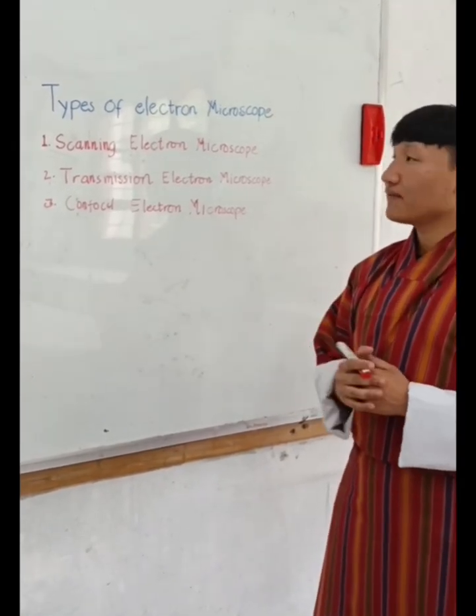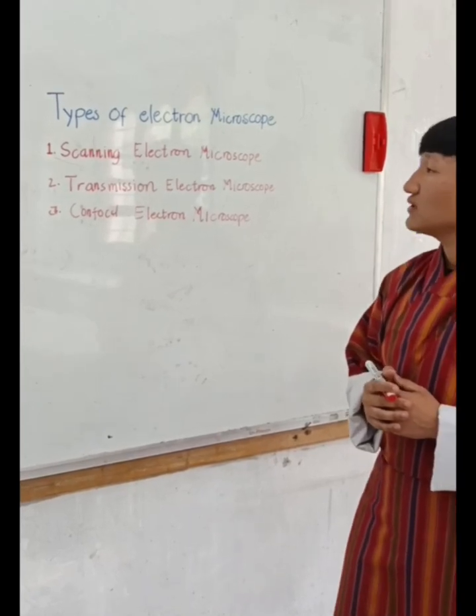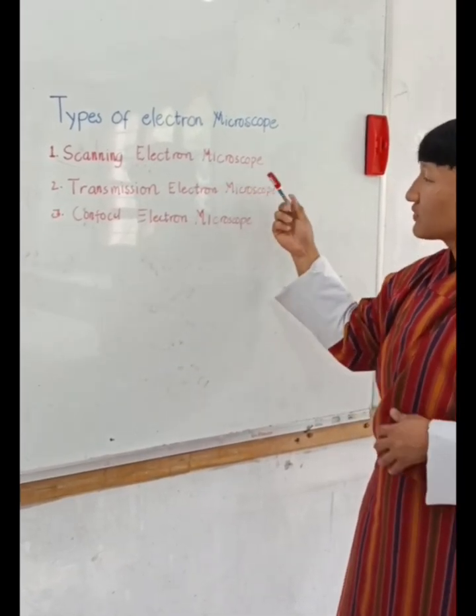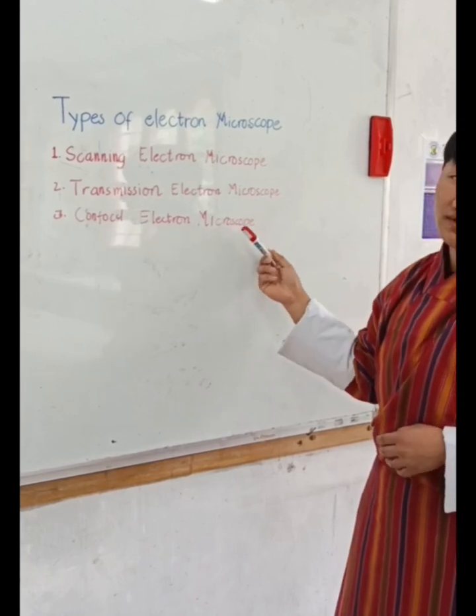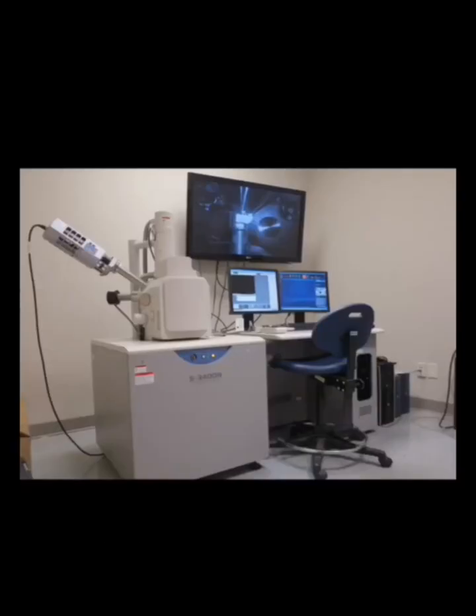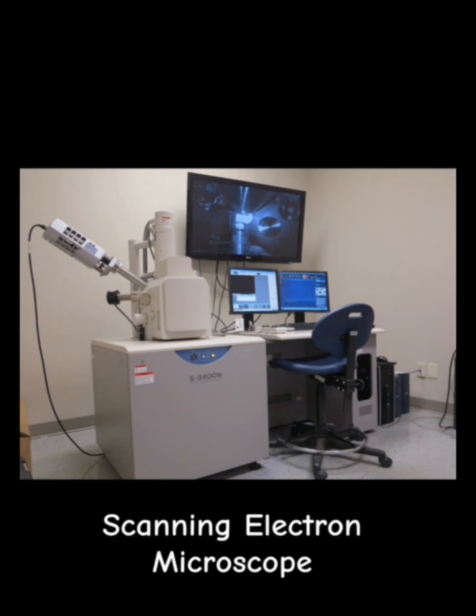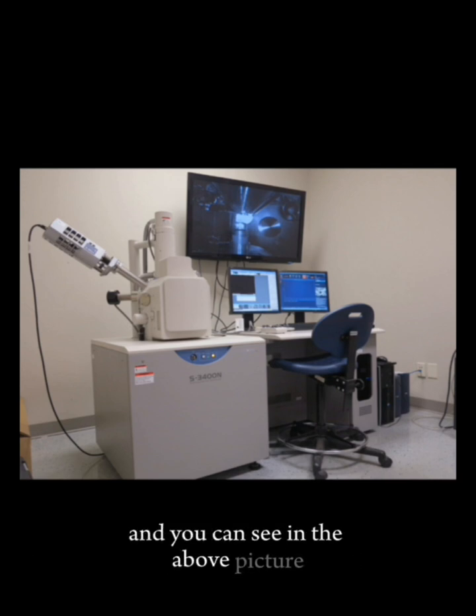And now let's talk about the types of electron microscope. Basically, there are three types of electron microscope: scanning electron microscope, transmission electron microscope, and confocal electron microscope. And now let's talk about the first type, that is scanning electron microscope. You can see in the above picture, this one is the scanning electron microscope.